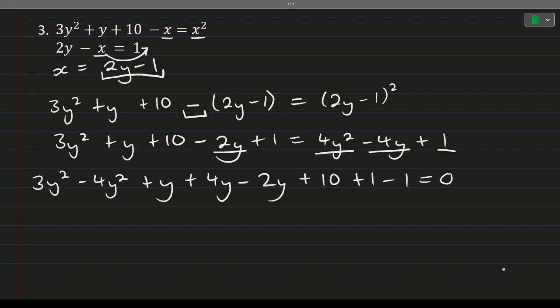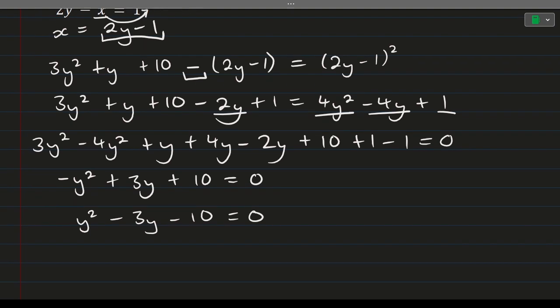So 3y squared minus 4y squared gives us negative y squared. Y plus 4y is 5y minus 2y, that's 3y. Then 10 plus 1 minus 1 is 10, is equal to 0. Let's multiply through by negative 1 to make this quadratic positive. So it would become y squared minus 3y minus 10 is equal to 0.